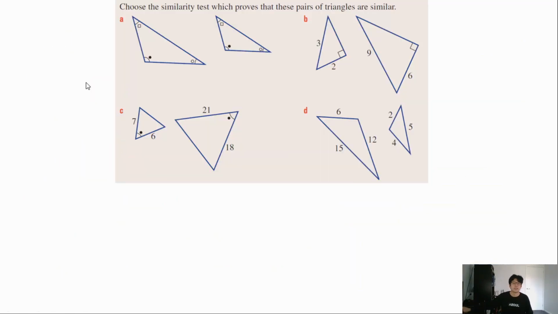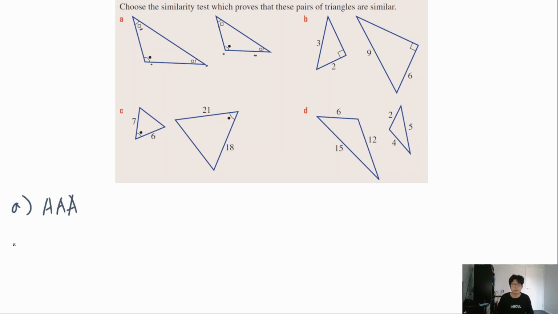Now let's have a go at some example questions. This question says, choose the similarity test which proves that these pairs of triangles are similar. So we're going to use these tests here. Let's start with question A. This one gives us three different angles. That's the only information it gives us, and it shows us that the corresponding ones are all the same size. So that means this one fulfills the test of angle, angle, angle, or AAA.